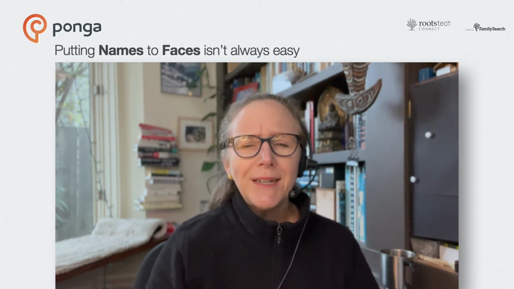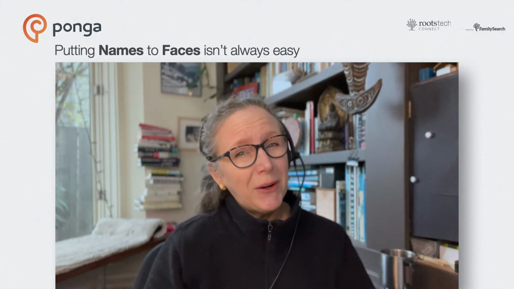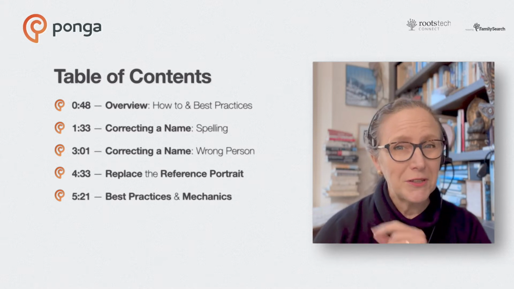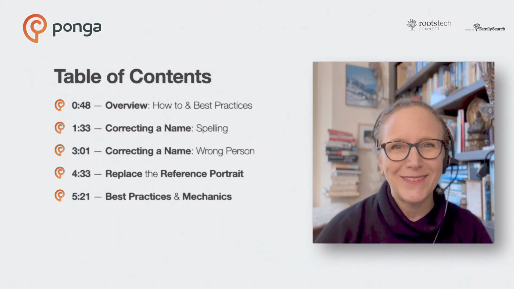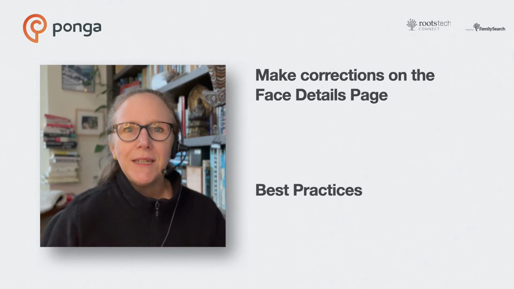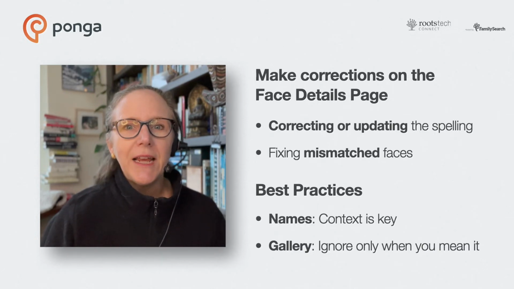But you know what? Mistakes happen. Even a mother will mistake one kid for the other every now and then. If you've heard all this before, just fast forward a stitch or two to an area that's new to you. So to make corrections, Ponga uses a simple face details page to sort out these kinds of problems. In this video, I'll show you how to make corrections to faces and names.